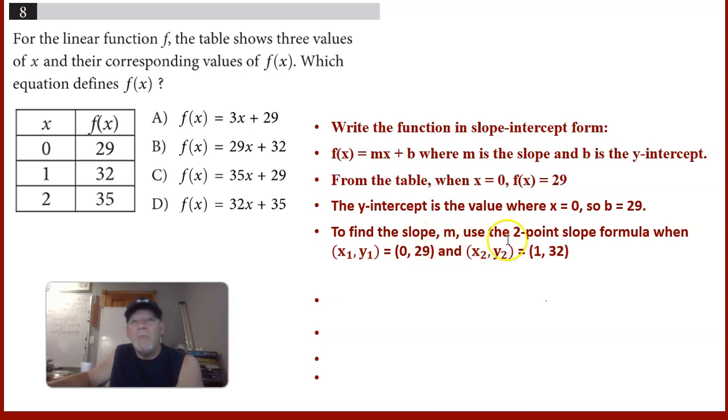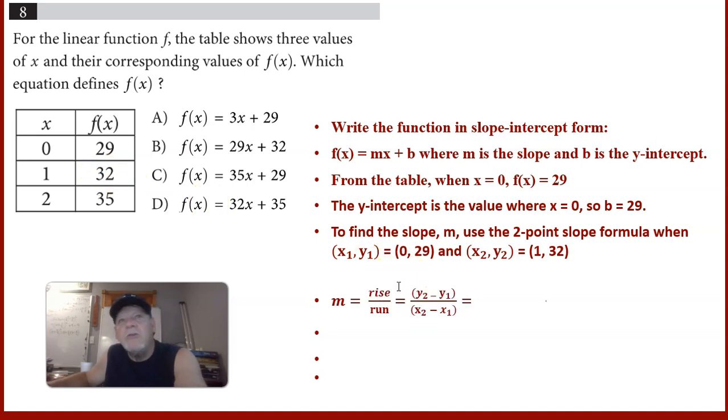To find the slope m, use the two-point slope formula. When x1, y1 is (0, 29), I usually just say, let's just say my first x value is x1, my first y value would be 29. Remember, we said f of x is y. I could change that to f of x1. Most people use it in an x1, y1, x2, y2. And let's say the second point is x2, y2, which is just my second point.